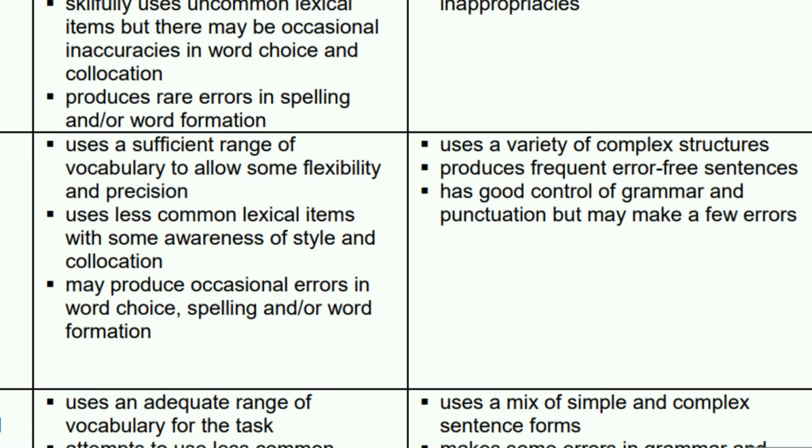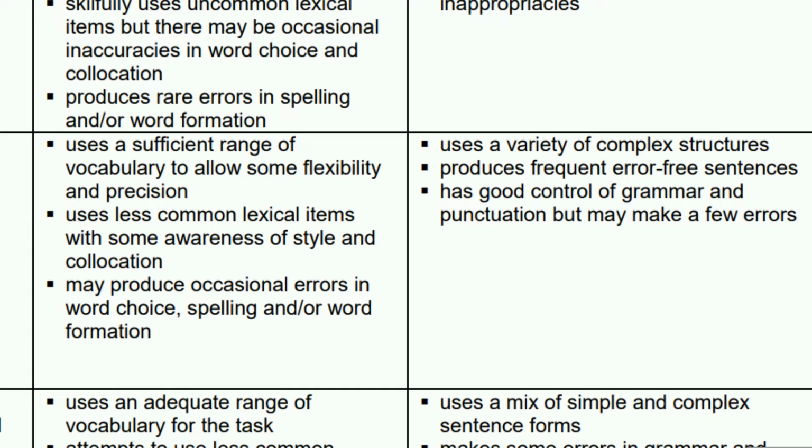For getting a band 7 for lexical resource, you should have to use a sufficient range of vocabulary to allow some flexibility and precision. Use less common lexical items with some awareness of style and collocation. May produce occasional errors in word choice, spelling, or word formation.